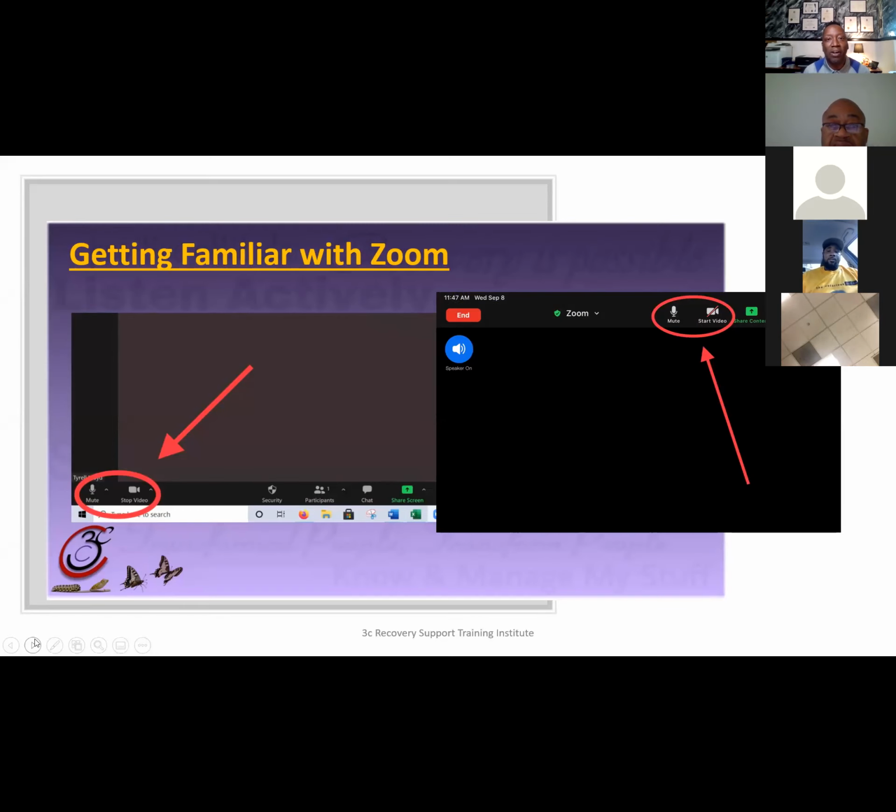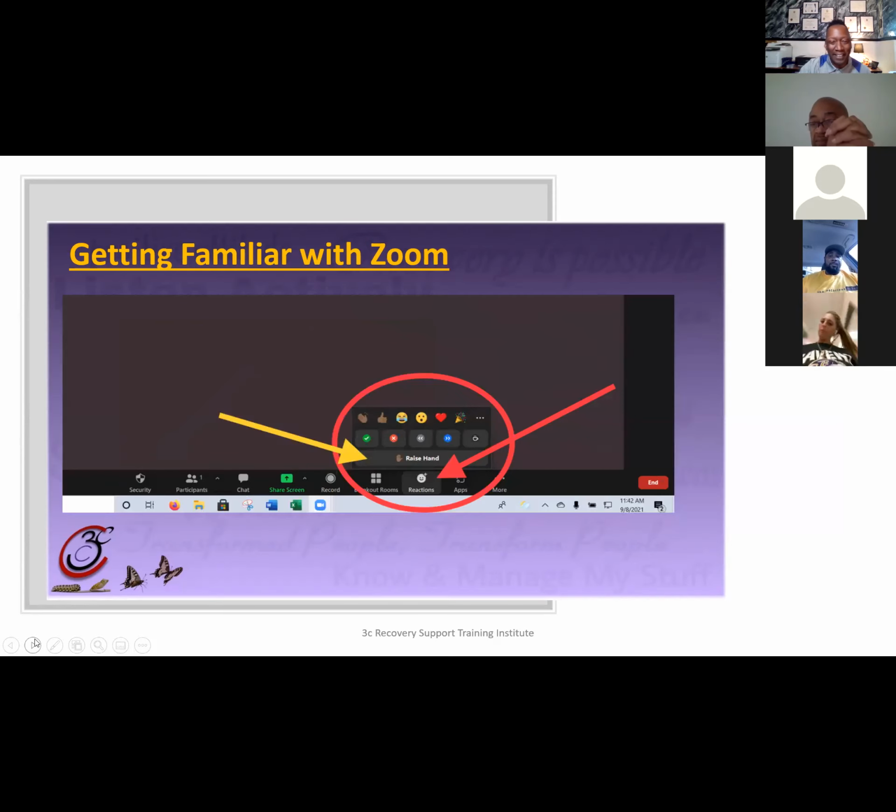For those who may be on a device, a cell phone or a tablet, there's normally somewhere near the top both that mute and video button. I smile because my computer just did an update and things that were at the top are now at the bottom. So it could be anywhere on the screen, but those are what you're looking for.